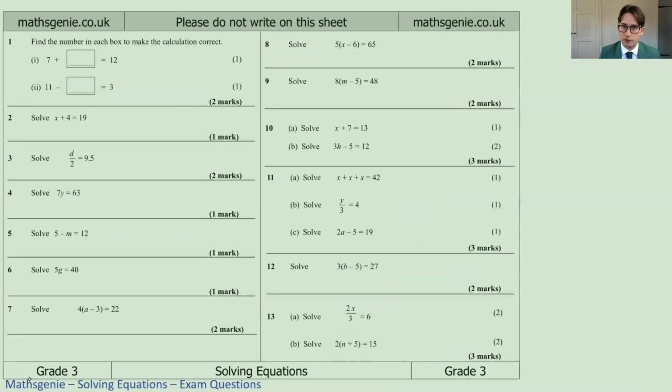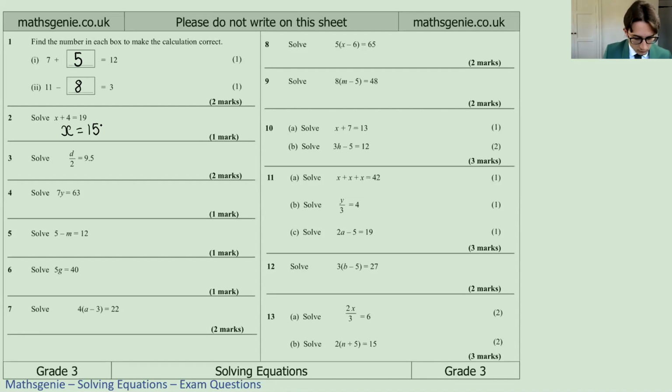Okay, this worksheet here is taken from Maths Genie. Again, there are loads of great free resources on there for GCSE Maths and beyond. So let's work through this together. Find the number in each box to make the calculation correct. Okay, well that should be nice and straightforward. Minus 3 is 8. x plus 4 is 19, so something plus 4 is 19, minus 4 from both sides, and we're going to get that x is equal to 15.